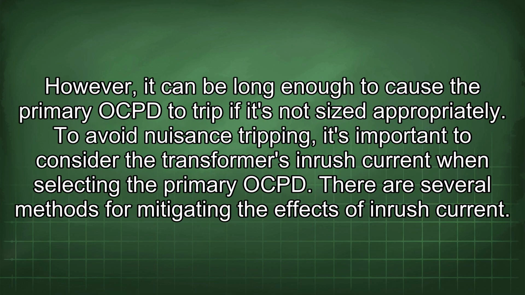However, it can be long enough to cause the primary OCP to trip if it's not sized appropriately. To avoid nuisance tripping, it's important to consider the transformer's inrush current when selecting the primary OCP. There are several methods for mitigating the effects of inrush current.